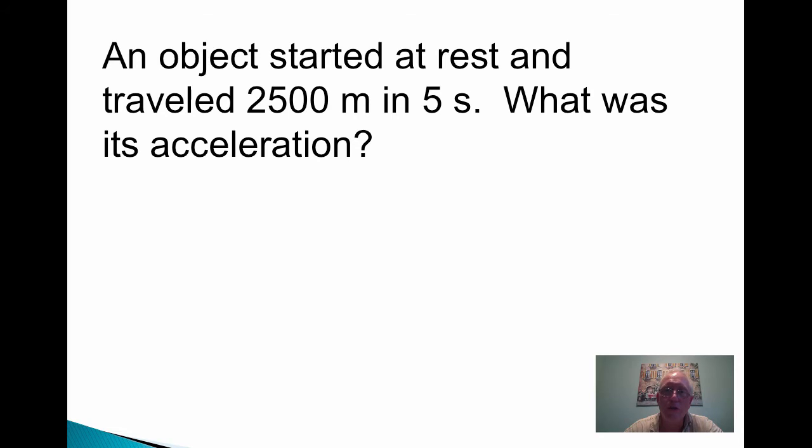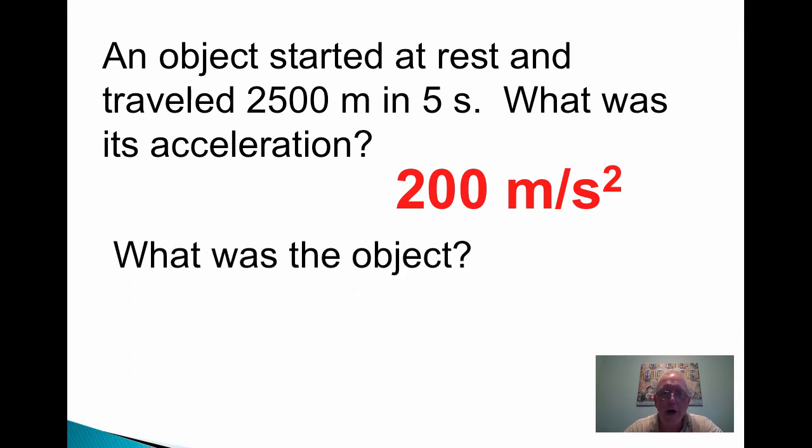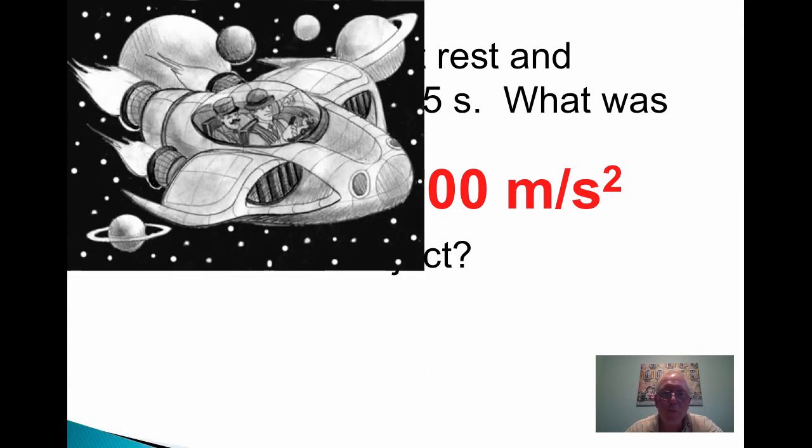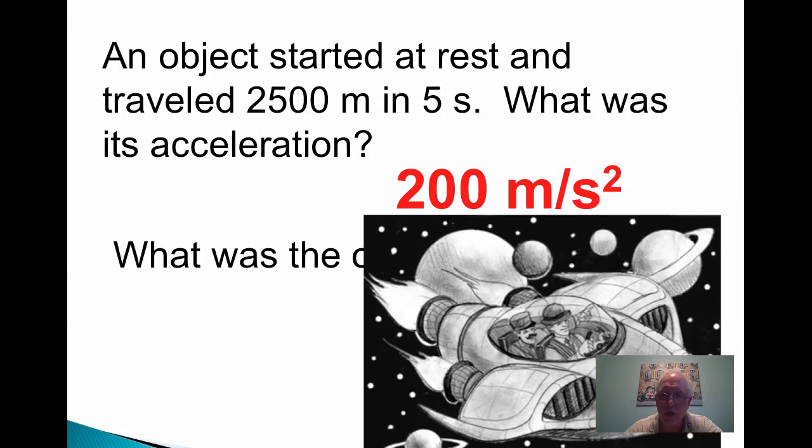And the answer should be 200 meters per second squared, which brings up the question, what kind of object could accelerate at 200 meters per second squared every second, almost 400 miles per hour faster than the second before? What kind of object? If you said spaceship, you're off to a good start. Woo! That's pretty good.